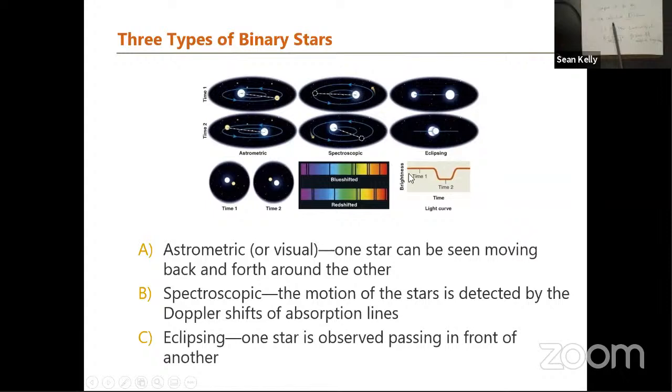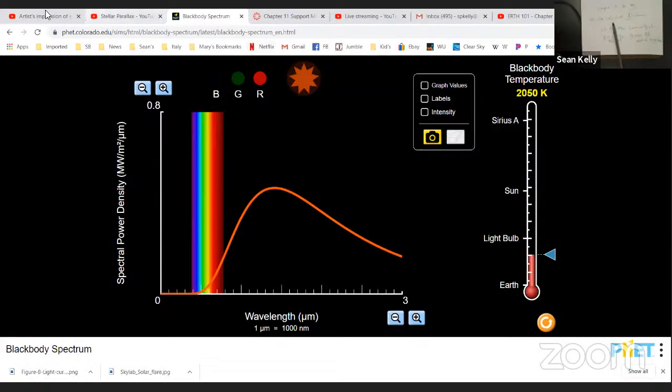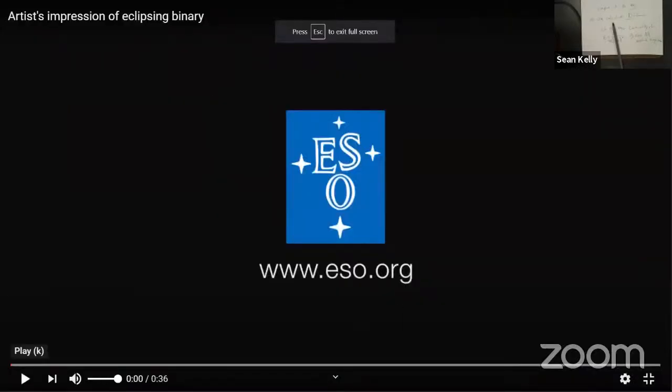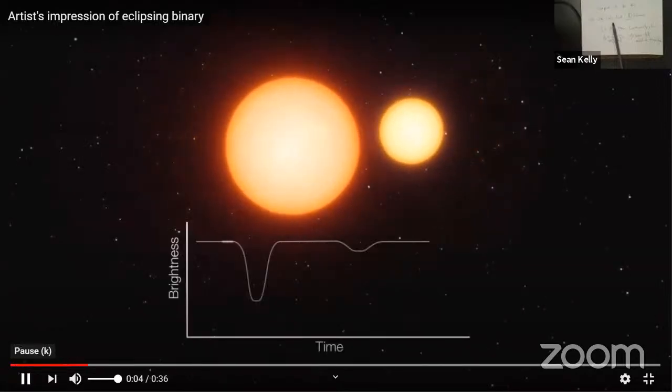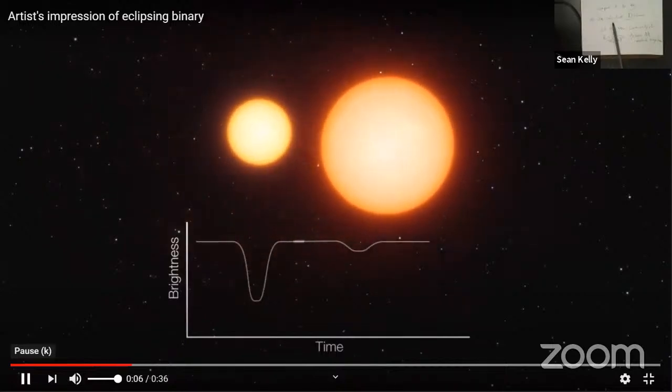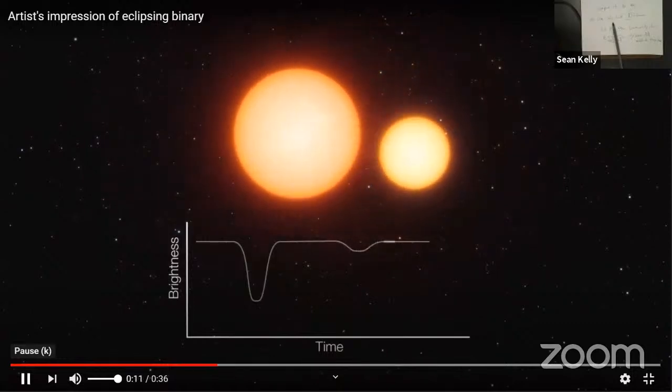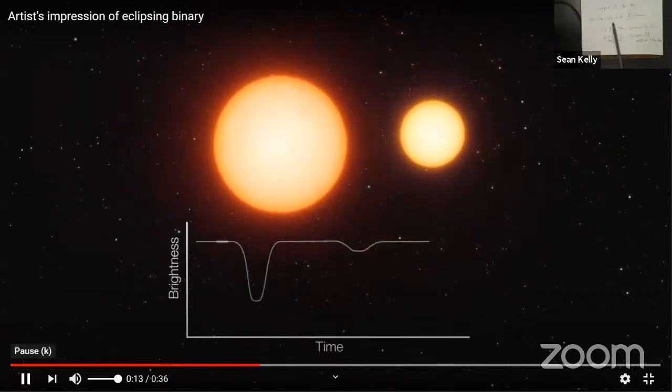Now, I have a little video clip I want to show you, and this one has actually got a little more detail that you need to know because there's a question on your test about this, okay? So you need to know this. Let's just go right here. This is from the ESO, and it's an artistic impression, and I want you to watch carefully. So you're gonna look at the light curve down below. And what happens is there's a red giant and a white dwarf. They don't look very white and red, but anyways, that's what they are.